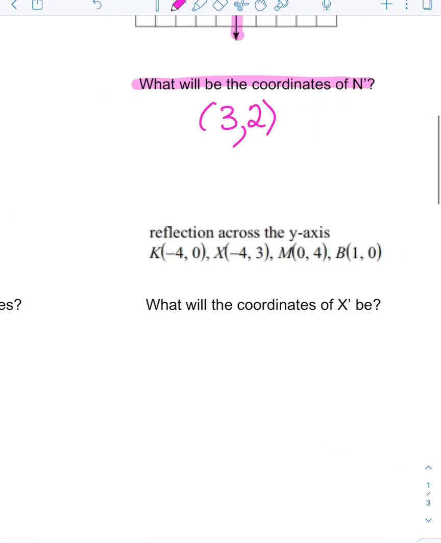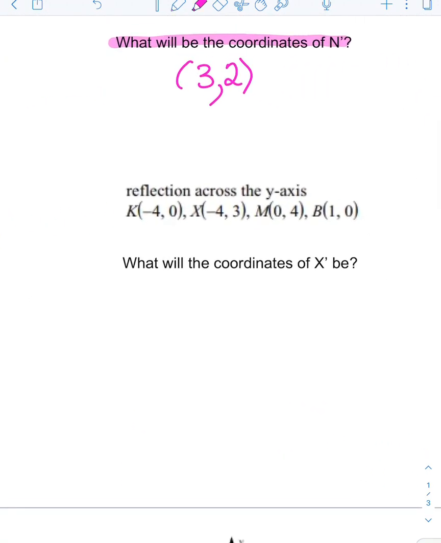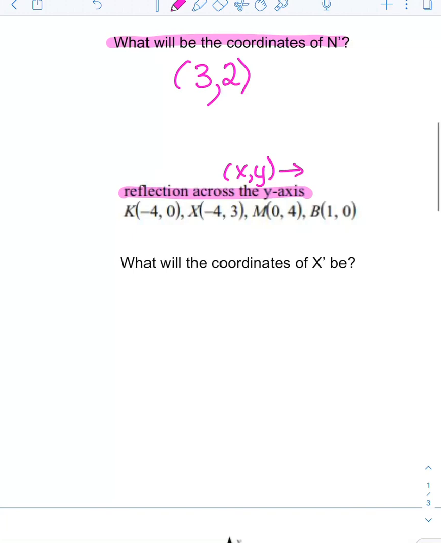Now let's take a look at reflecting across the y-axis. Here's your rule for that. And again, write it down. You're going to need it through the lesson. So we go from the original xy to, now we change the sign of the x coordinate and leave the y alone. So one more time, that means change the sign of the x and leave the y alone. That's what we do when we reflect across the y-axis.